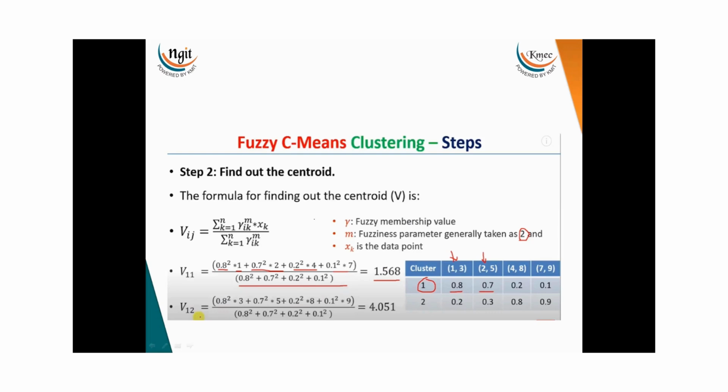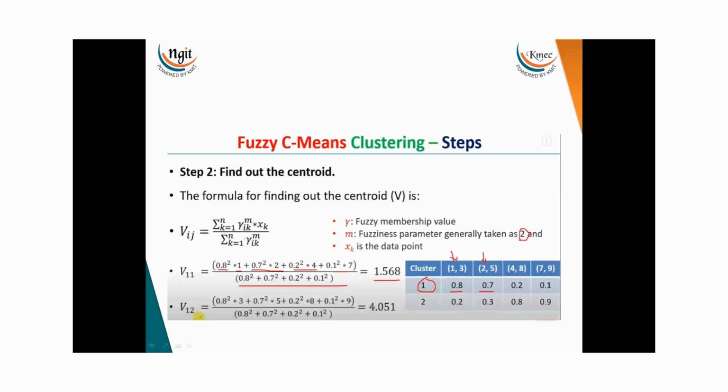Okay. So here mu is nothing but your fuzzy membership values. M is the fuzziness parameter, generally taken as 2. So in most cases whenever I say M, it's the fuzziness parameter and we take its value as 2, and xk is nothing but your data point. So these are the data points which we are talking about here. So xk is my data points.